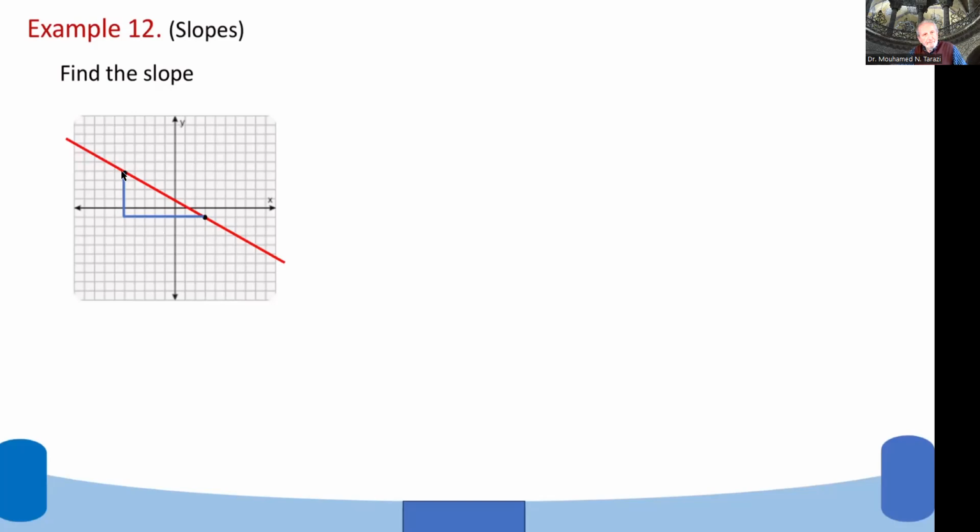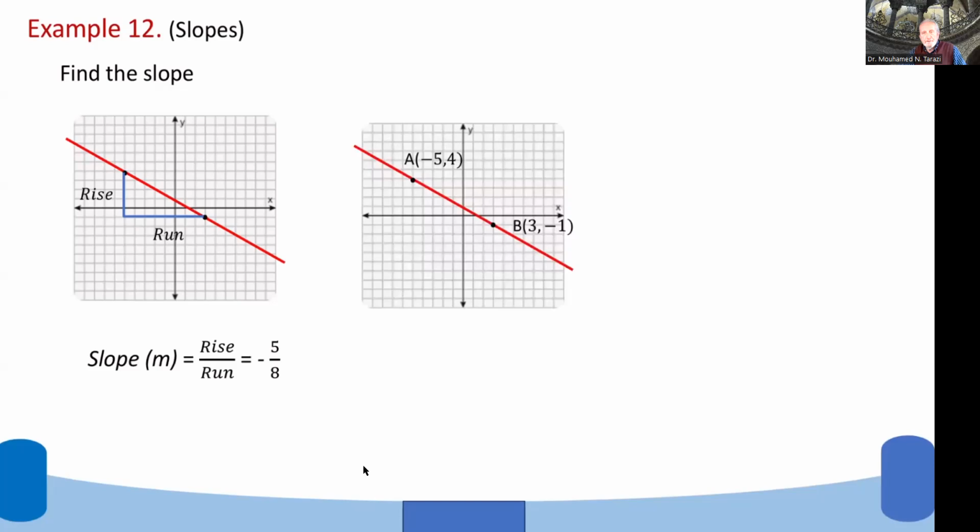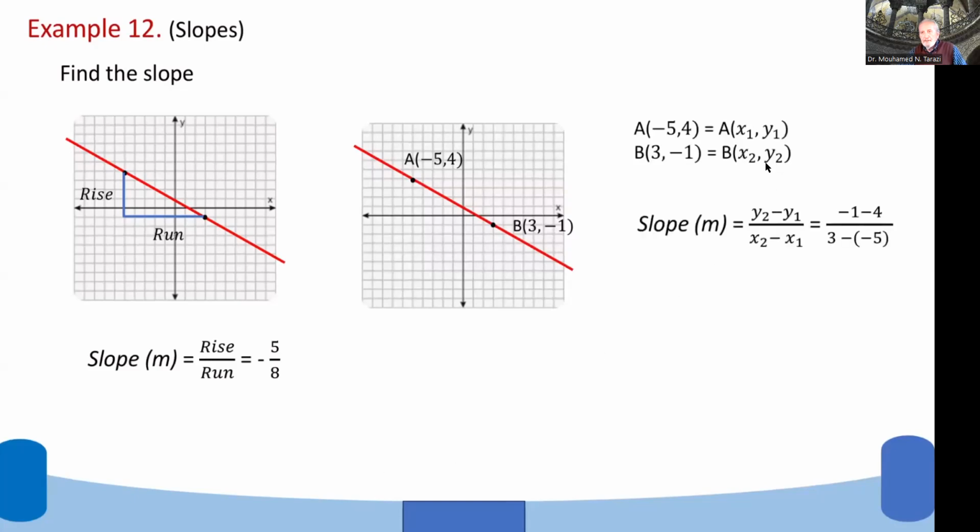Now, you are coming from here to here, you're going down, that's negative, and the run is positive. That's why you get a negative answer. So rise over run, I know it's negative 5 over 8. Look at the distances: 1, 2, 3, 4, 5, and 8 here: 1, 2, 3, 4, 5, 6, 7, 8. I know it's negative 5 over 8. If you want to use the formula, that's fine. Put the coordinates of these points, A and B. Call the first one x1, y1, the second one x2, y2. Apply the formula, you get negative 5 over 8.